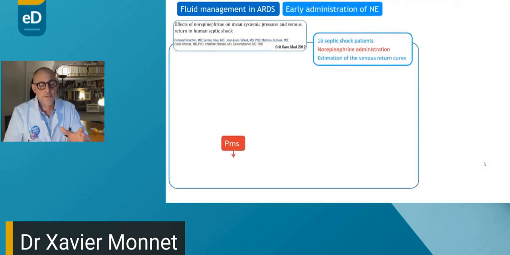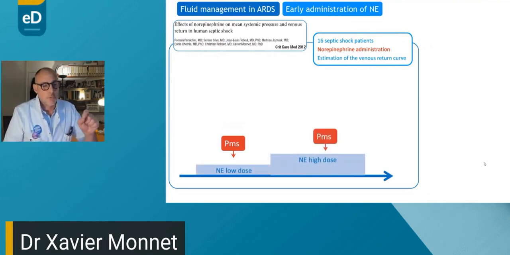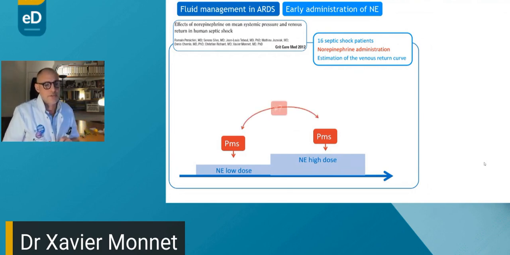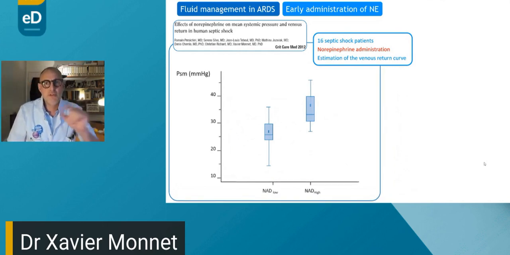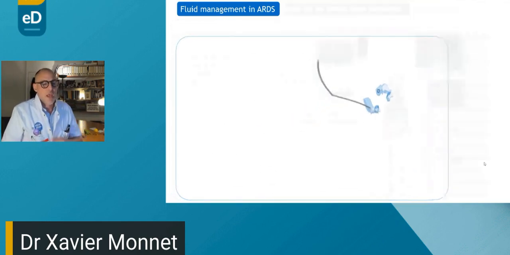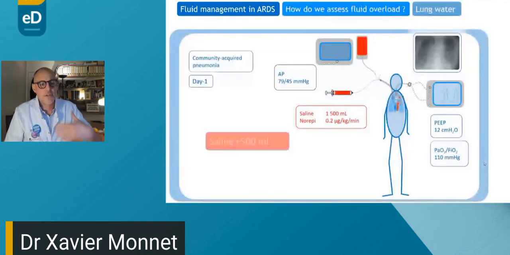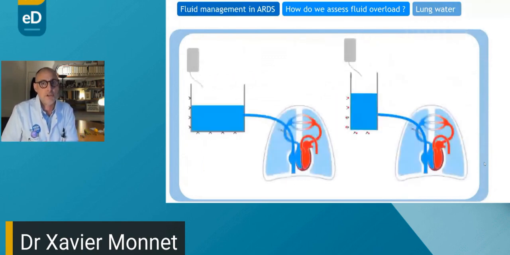At least this is the case in theory, but we have demonstrated in 2012 that it is the case also in patients. When we increase the dose of norepinephrine in this study, we observed that the level of the mean systemic filling pressure increased significantly, to a lesser extent than with fluid, but it increased significantly. And it's interesting because it means that rather than giving more and more fluids, we may perhaps increase the level of norepinephrine and start norepinephrine early.